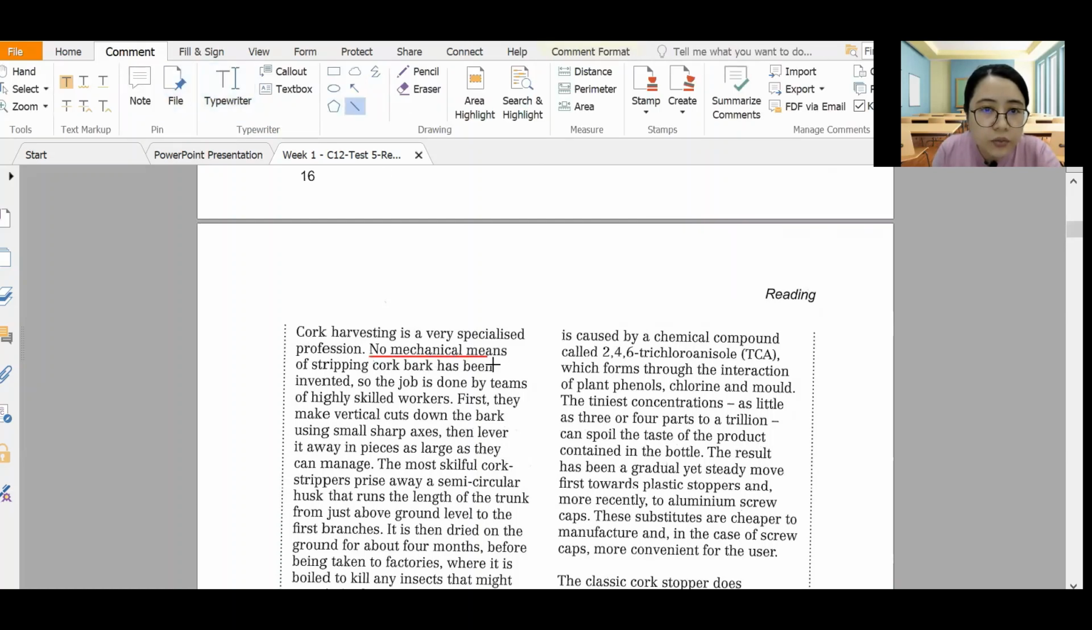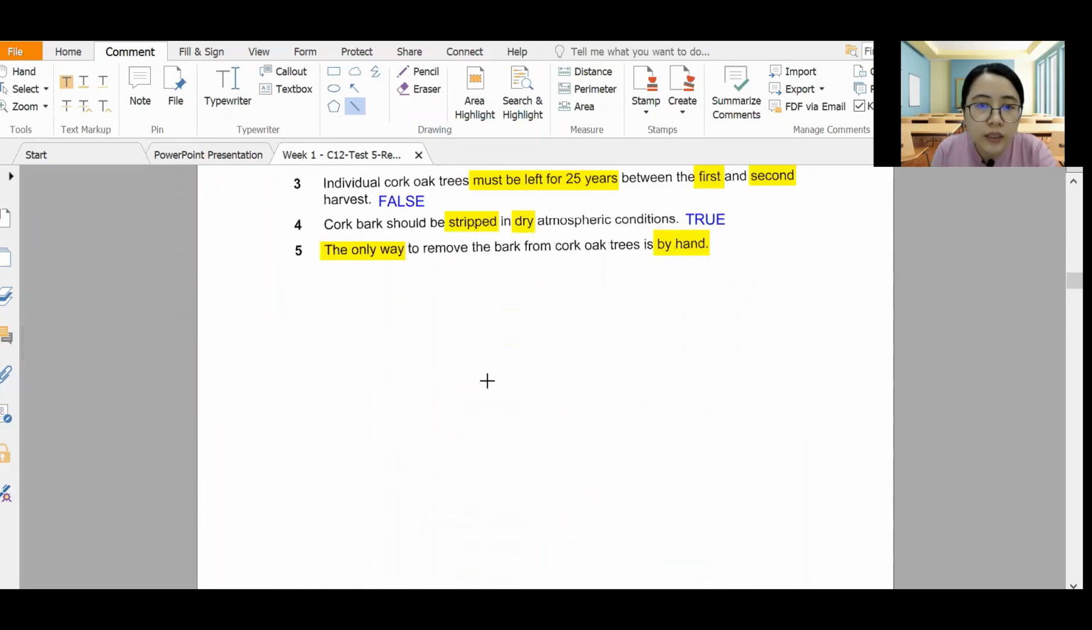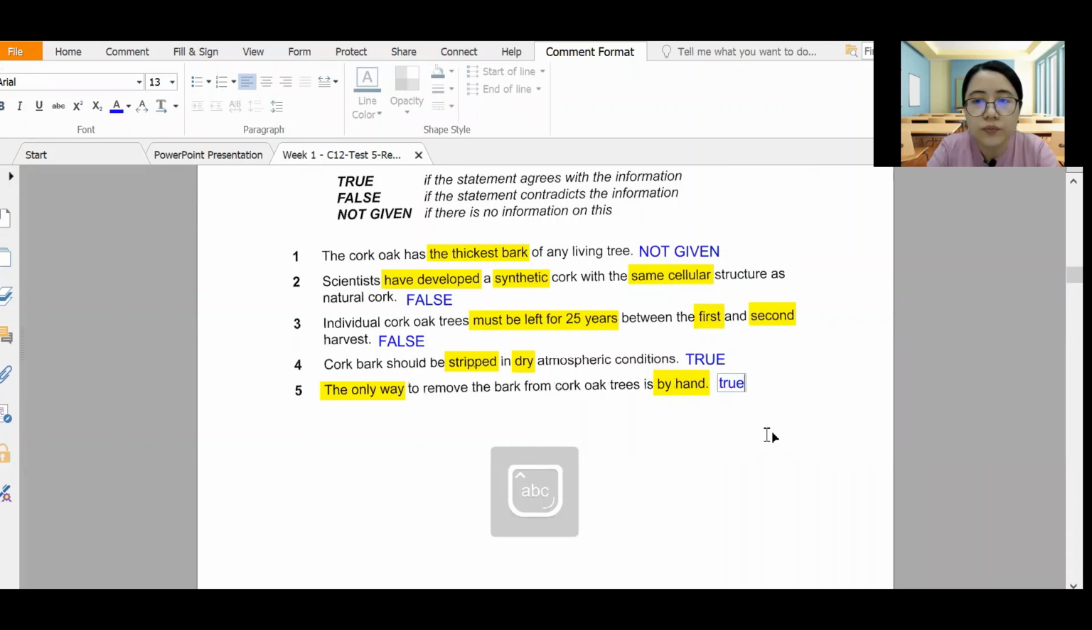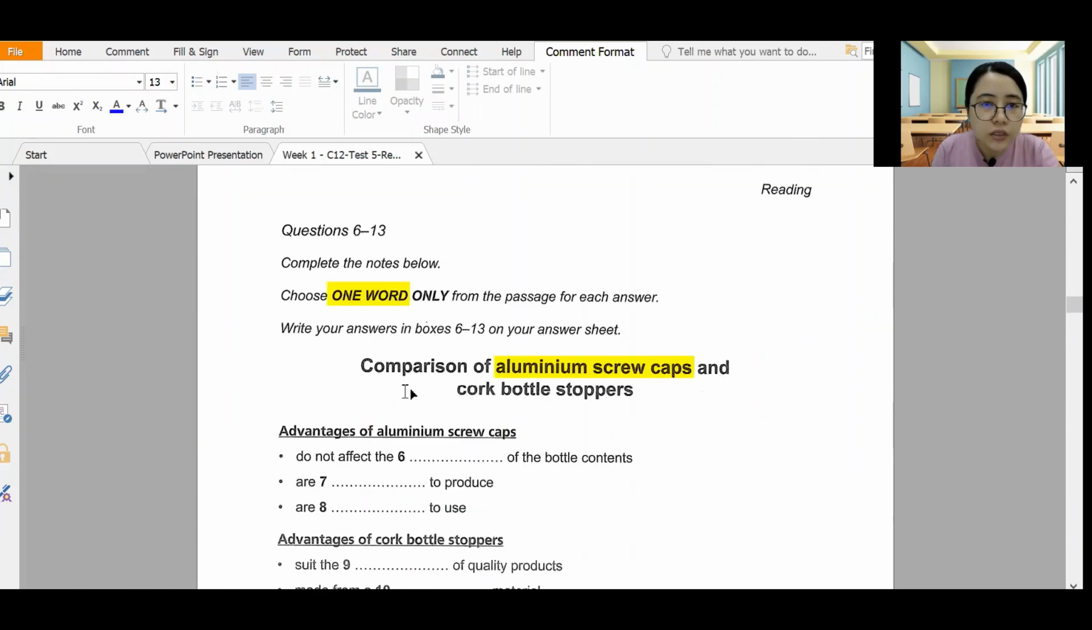No mechanical means has been invented. So the job is done by team. So it means no mechanical means, that means only by hand. So I think the correct answer here is true.